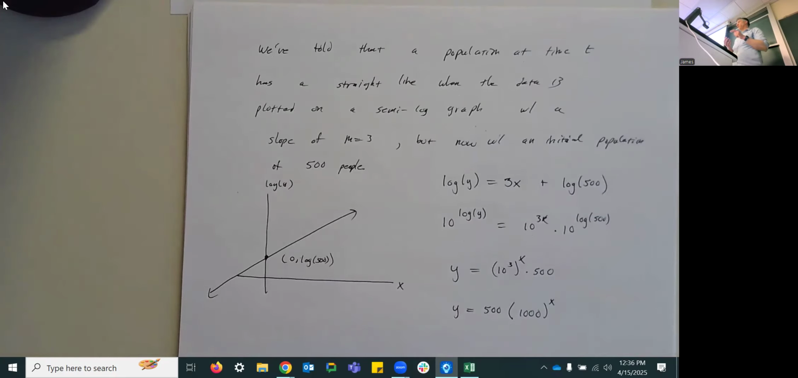So that's the difference I wanted to point out, is whether they're telling you what your vertical axis intercept is or what your initial population is. It's a slightly different piece of information that can sometimes be confusing to notice the difference between.